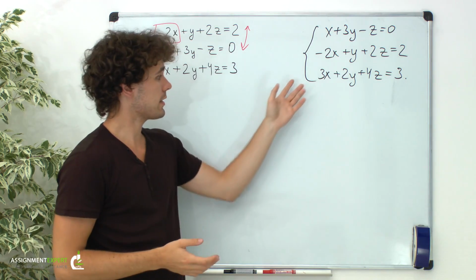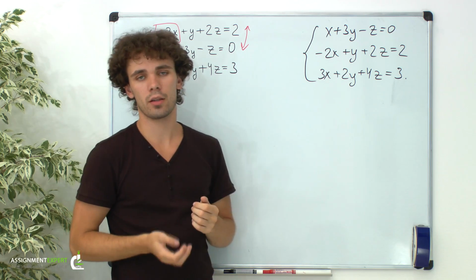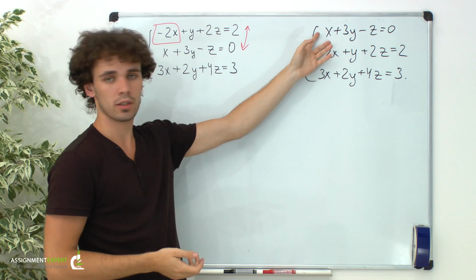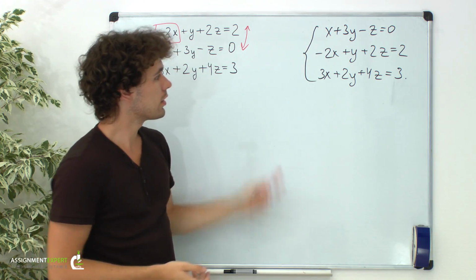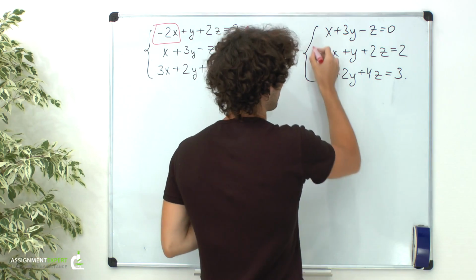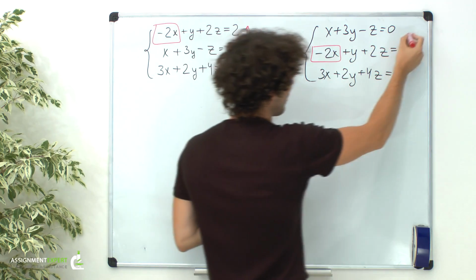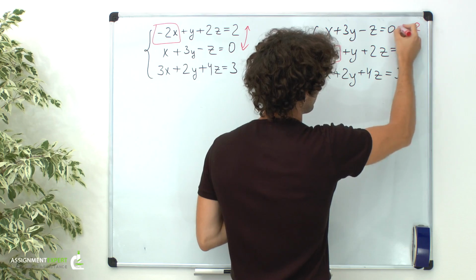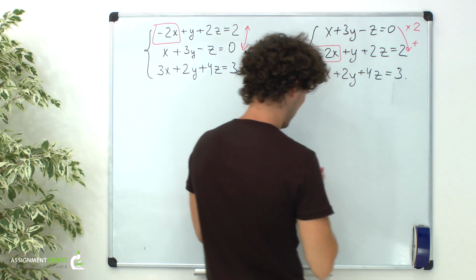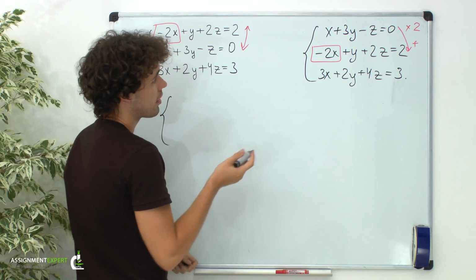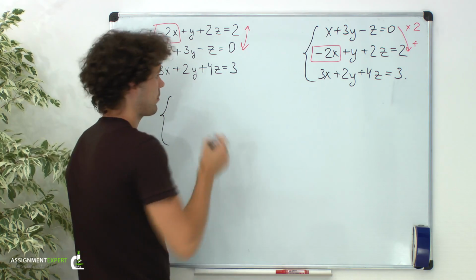As we know, we intend to represent the system in a triangular form. So now we need to eliminate x from all the equations except the first one. Let's begin with the second equation. To remove x from it, let's multiply the first equation by 2 and add it to the second. Here's the result.